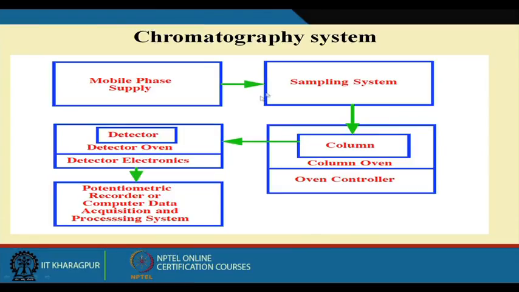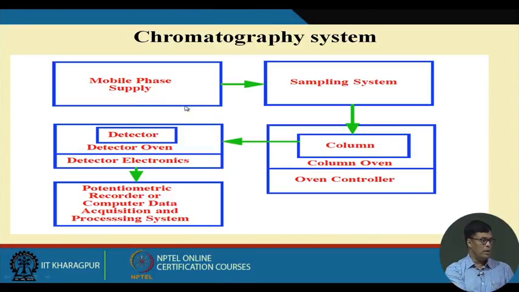Now, this can be explained schematically. The flow diagram is like this: mobile phase supply, then the sample system, where suppose you have gas or liquid, whatever you have, here you put your sample, then it goes to the column, which is present in the column oven. I told you that everywhere we maintain the temperature in such a way that the sample should not be condensed in any different part of this particular chromatographic system.